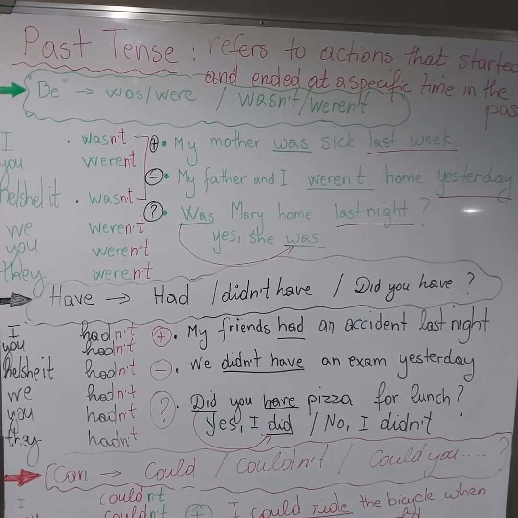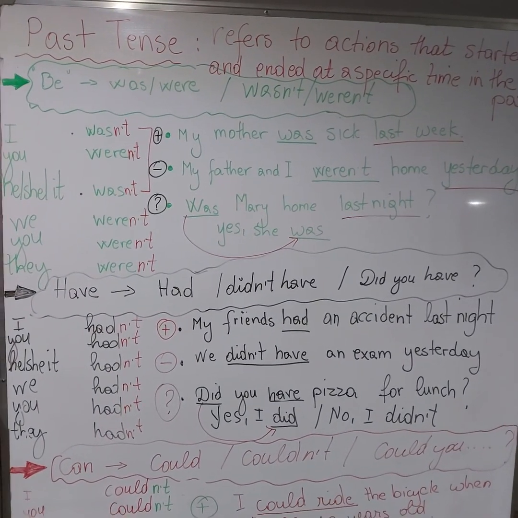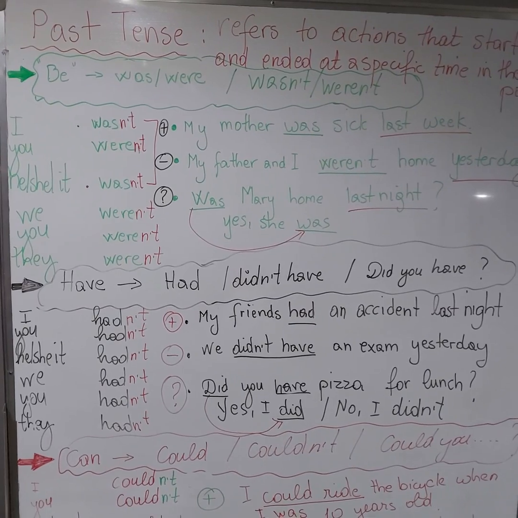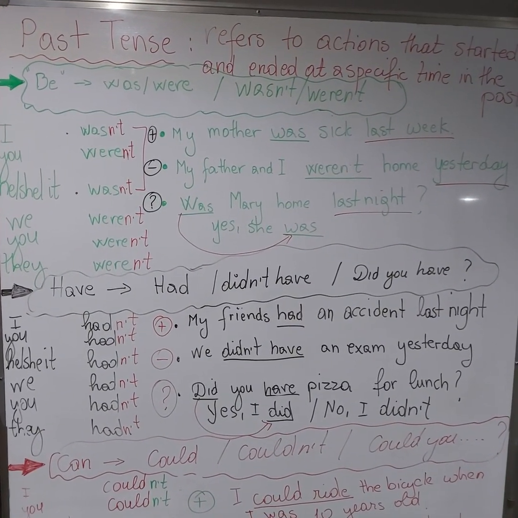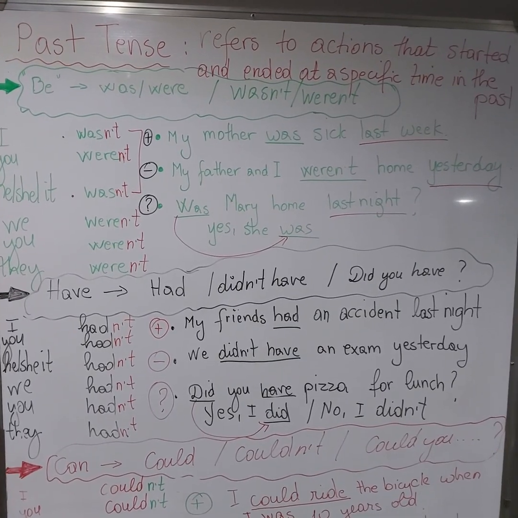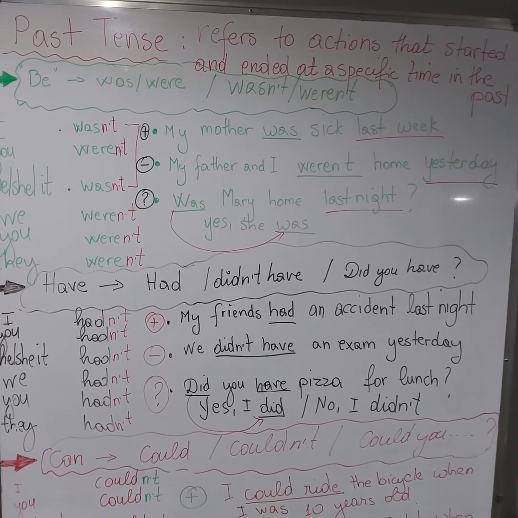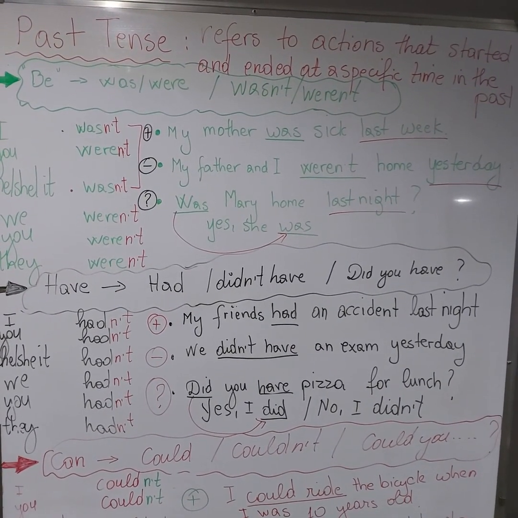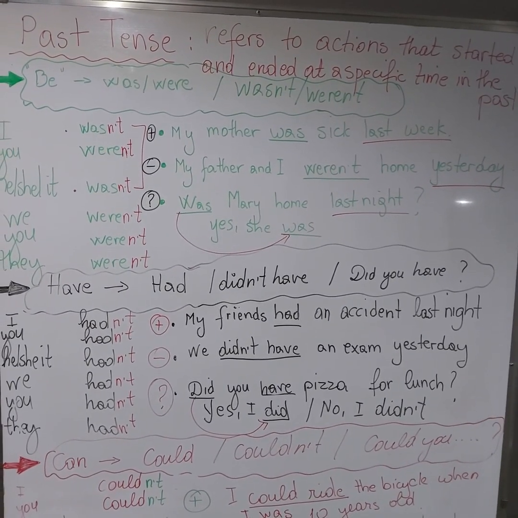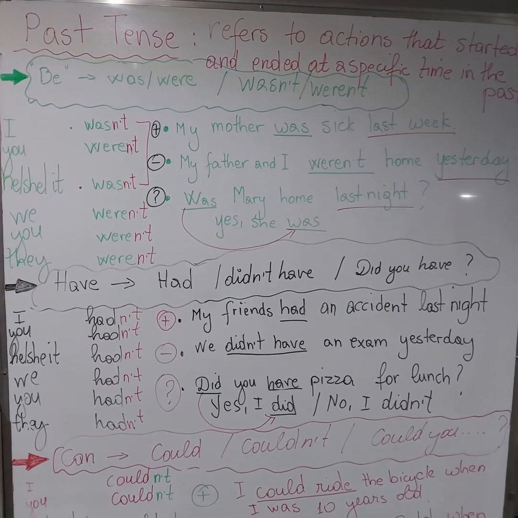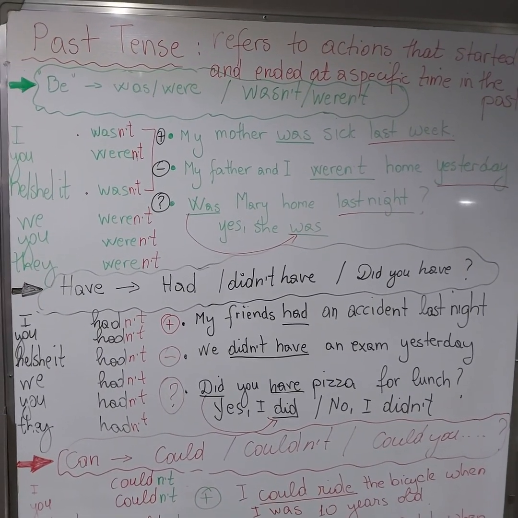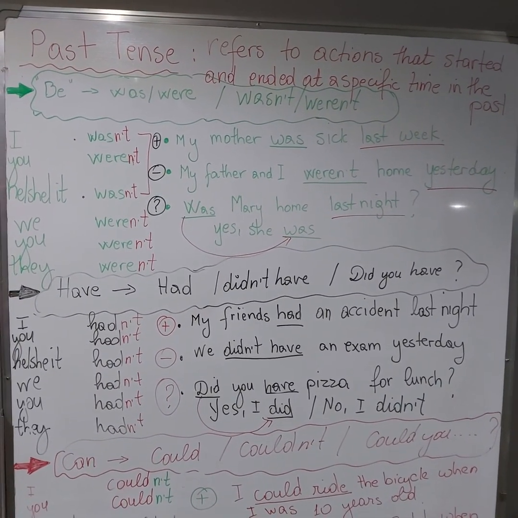Hello everyone, today we are going to deal with the past tense of the verbs be and have, which are auxiliary verbs, and of the modal verb can. But let's remember when do you use the past tense? We use the past tense or the past simple when we refer to action or actions that started and ended at a specific time in the past. So the action is finished in the past, it doesn't have any relation with the present.